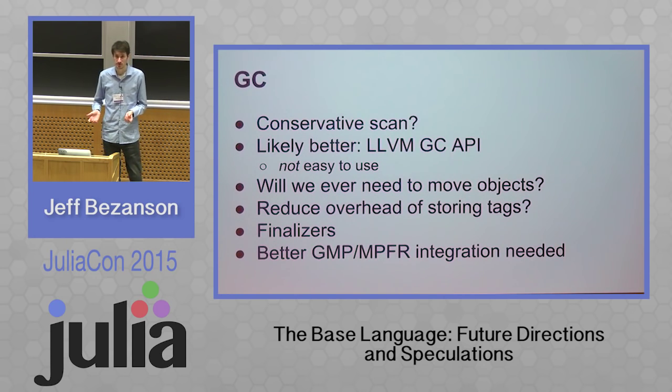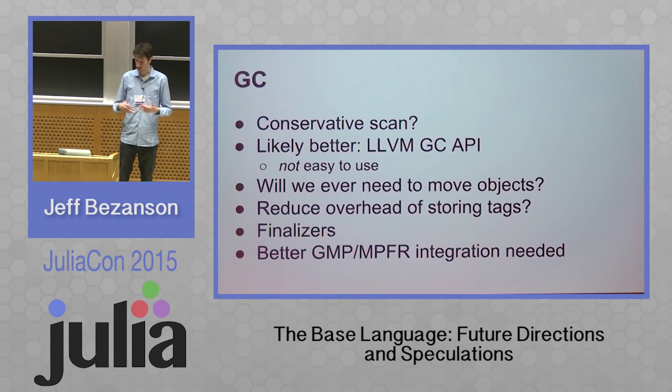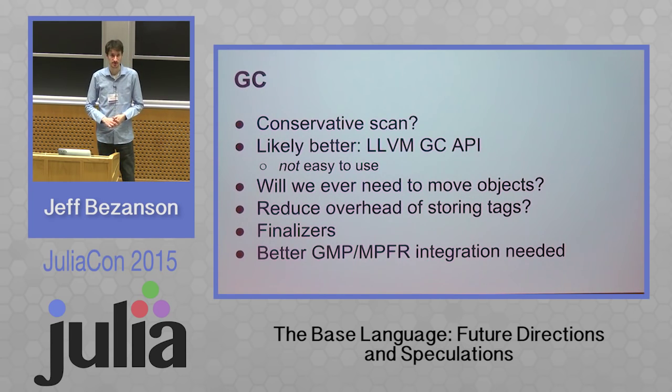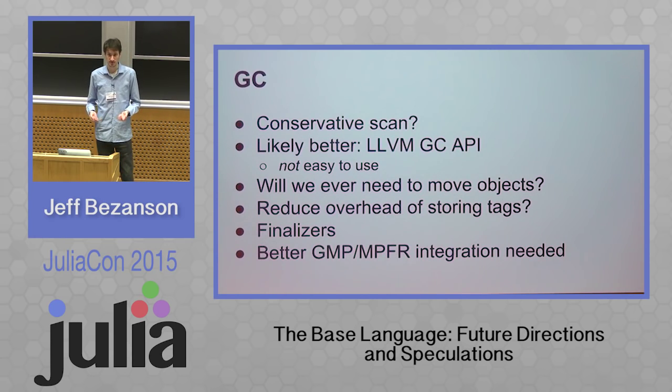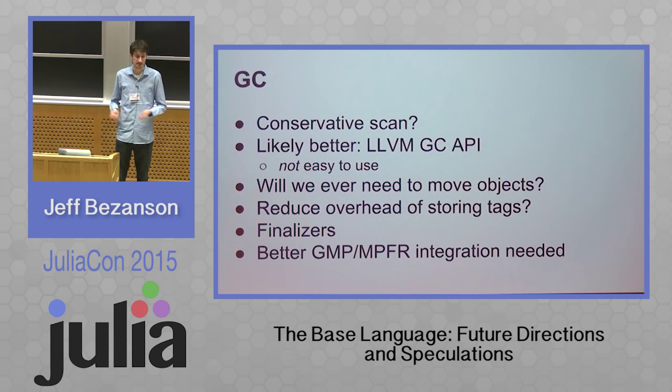There are some approaches we could use to amortize overhead of storing tags. We have to do something about finalizers. Finalizers are kind of slow and they're not very satisfying. In particular, the better the garbage collector performs, the lazier it tends to get. It does less and less work freeing objects that it doesn't need to free. But if those objects have finalizers, then your finalizer is not going to get called. So there's a definite mismatch between really good garbage collectors and finalization.